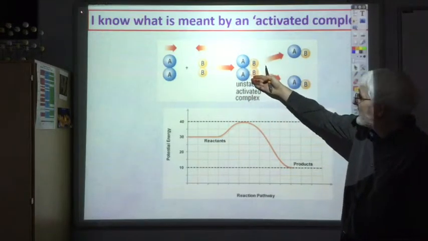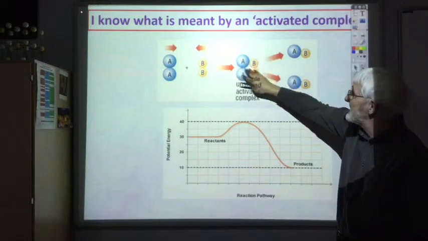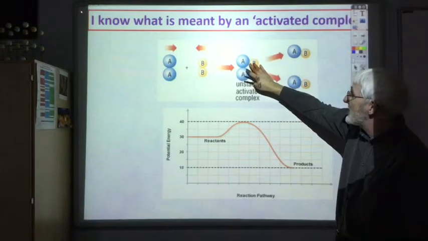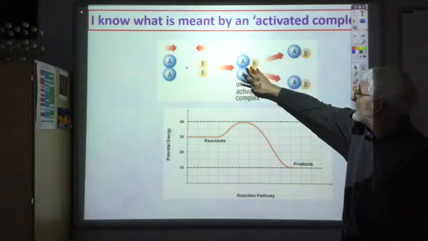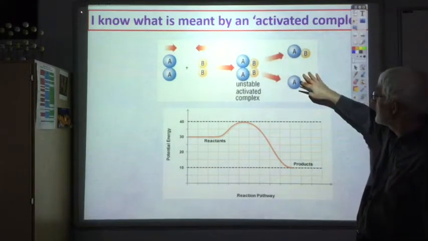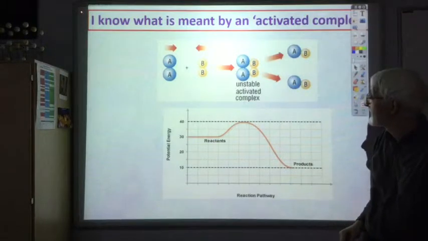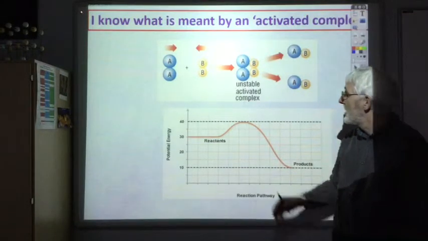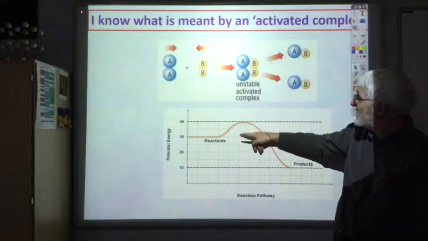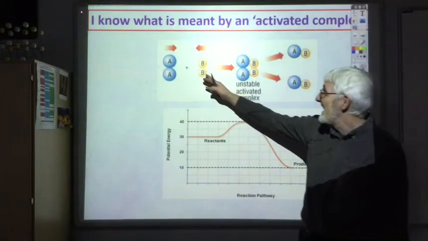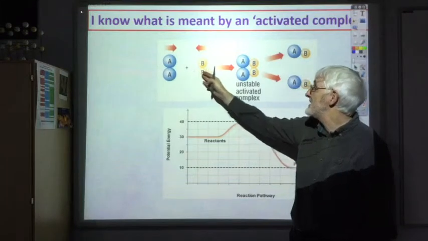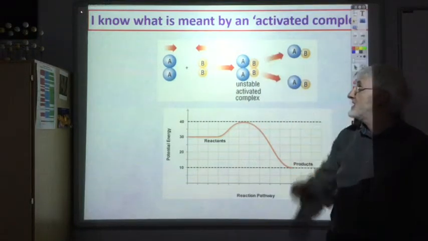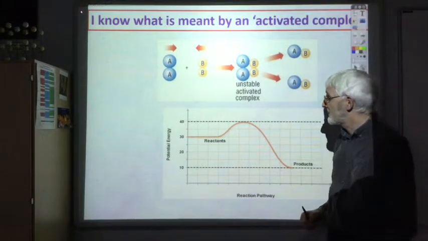When you reach the activated complex, this is unstable and will break down. It can break down in such a way that you go back to the reactants, or it can break down sometimes in such a way that you go and make the products. The size of the activation energy relates to the size of the collision required between the reactants in order to make the unstable activated complex.